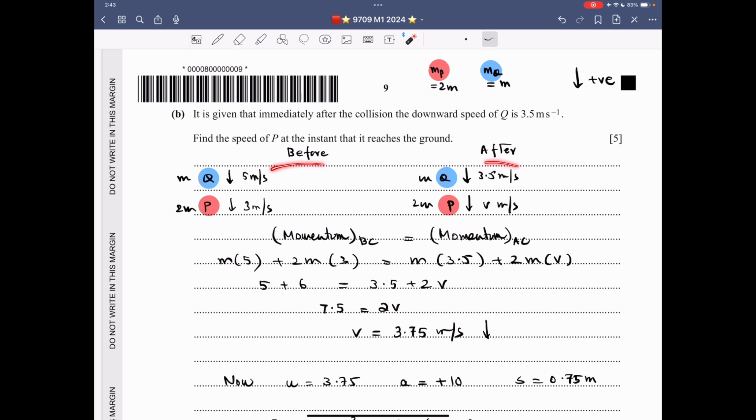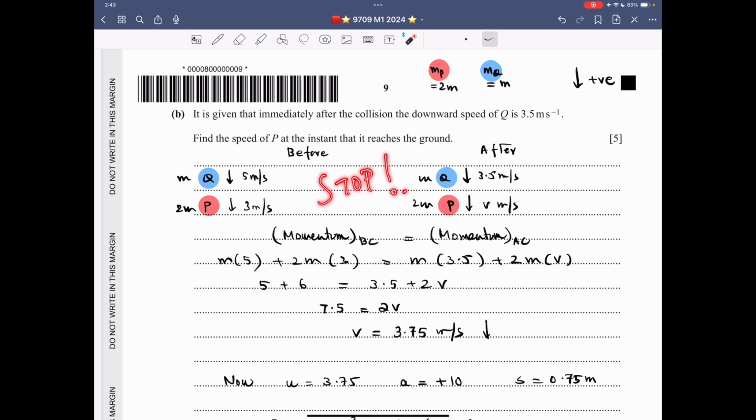So momentum before collision equals momentum after collision. They both are moving in the same direction. M into 5, 2m into 3. That is m into q, 2m into v. This is unknown. So now this is 3.75, but stop for a second.